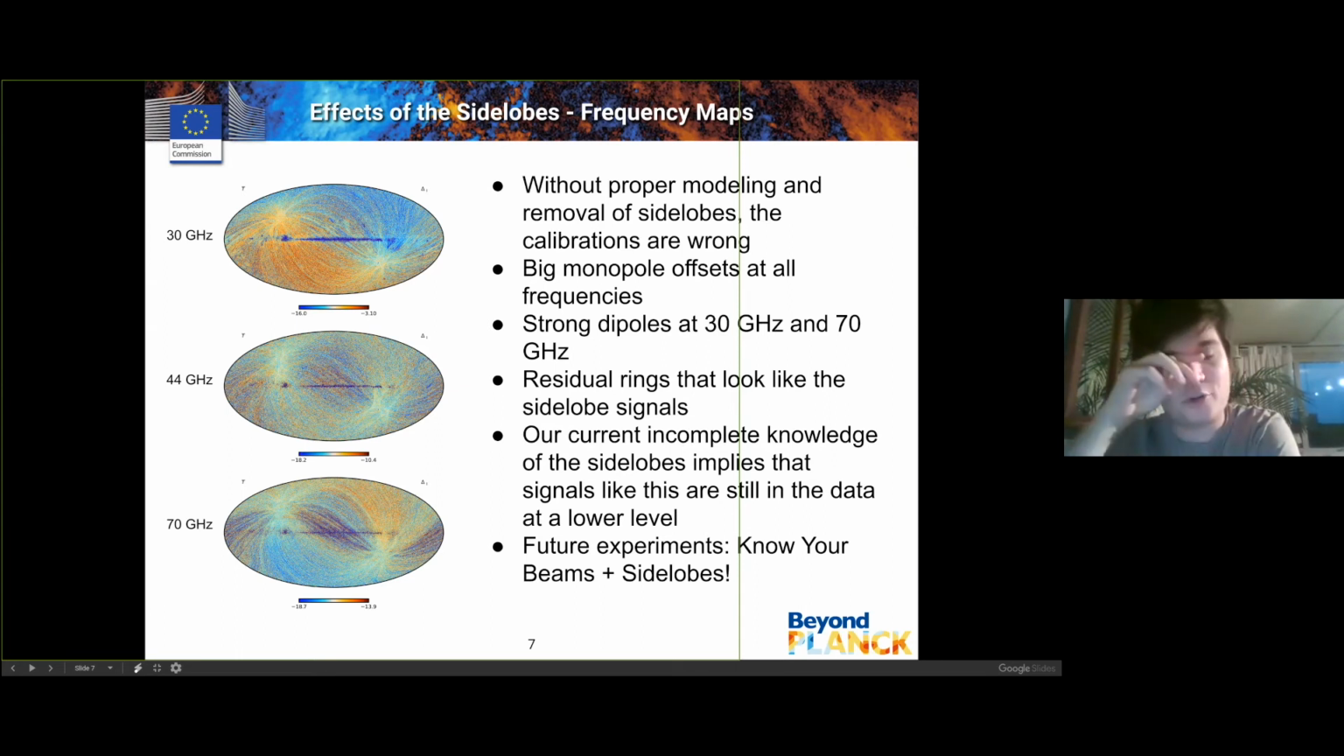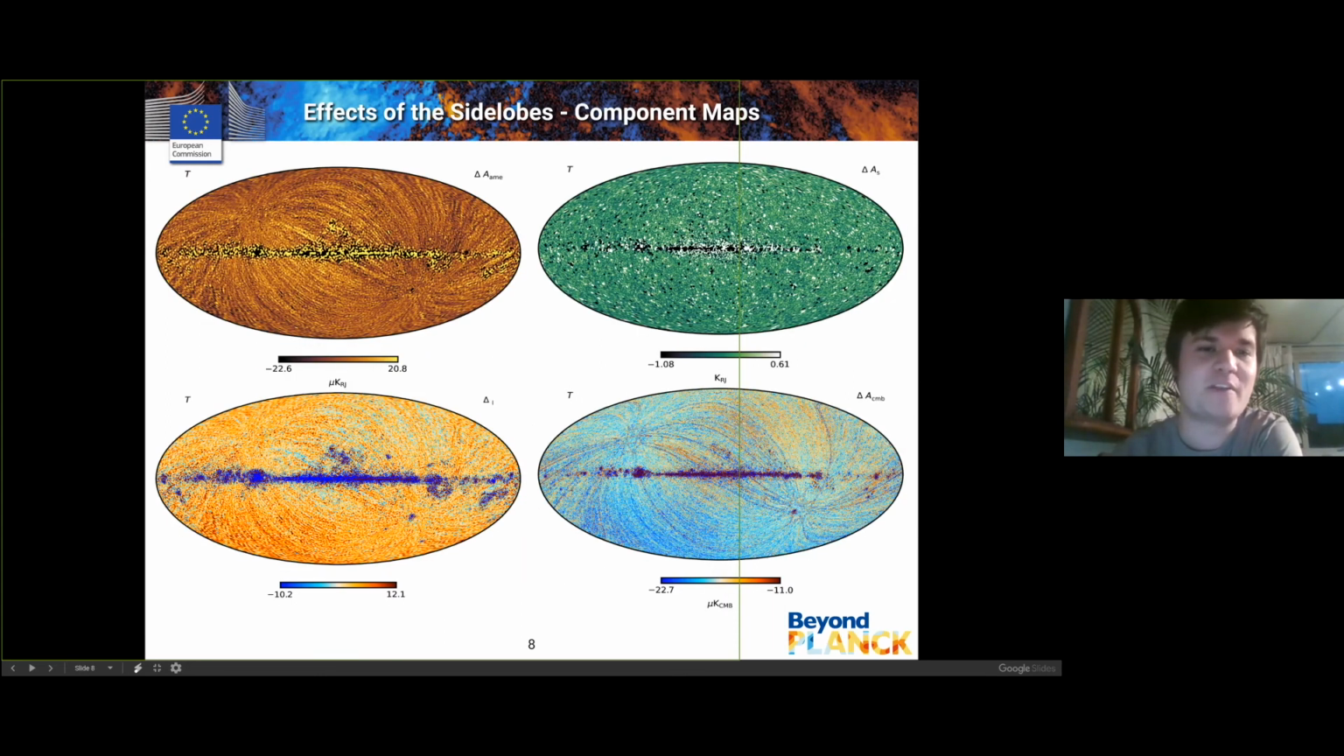The good news is that these are component map differences from the previous run that I was talking about, where we compare a run with sidelobe correction to a run without sidelobe correction. You can see that in terms of the component map differences, it looks mostly like noise, except possibly there's still a dipole structure in the CMB here as well.